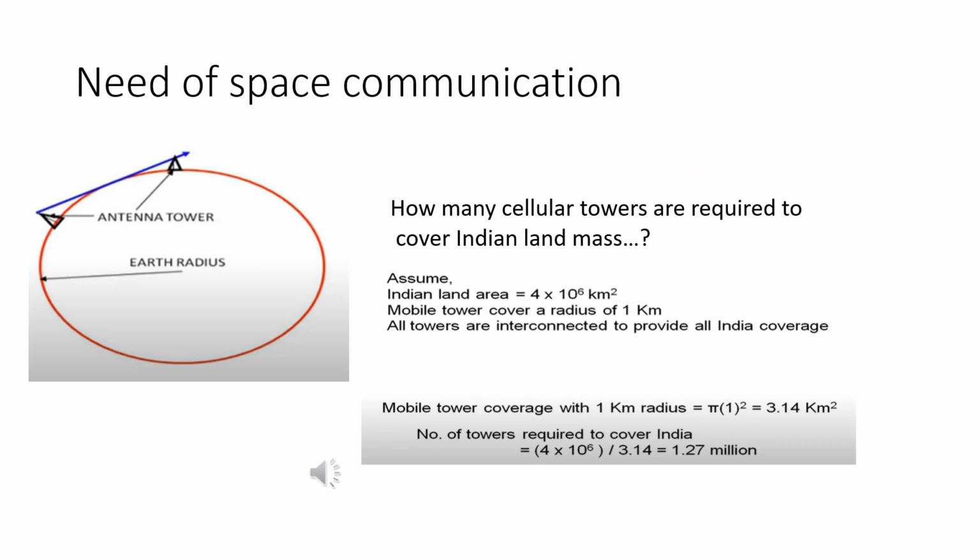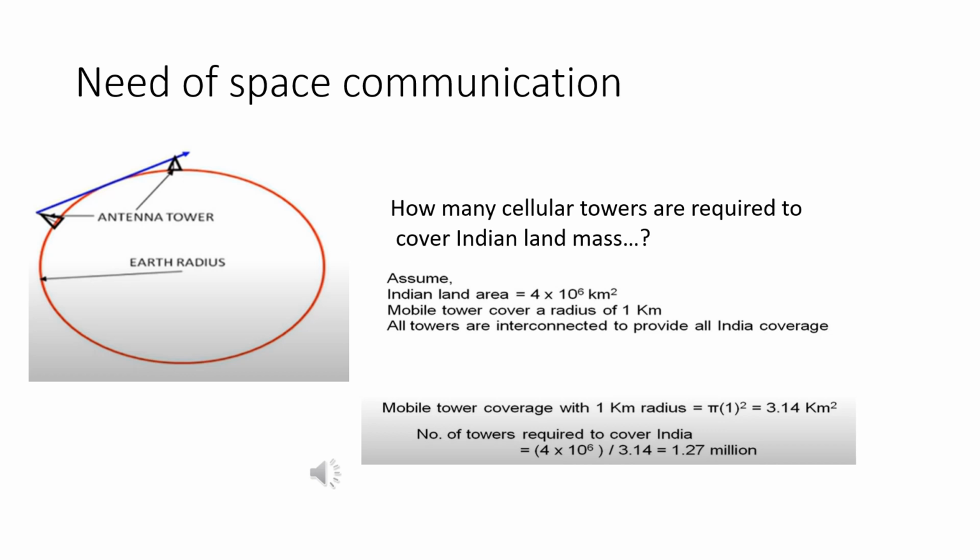What is the necessity of space communication? As we can see here, this is the Earth. This is the Earth radius. These two are antenna towers. So let's say we have two antenna towers having radius 1 kilometer, and I want to transmit for All India Radio. So we have to cover the Indian land, that is 4 mega kilometer square.